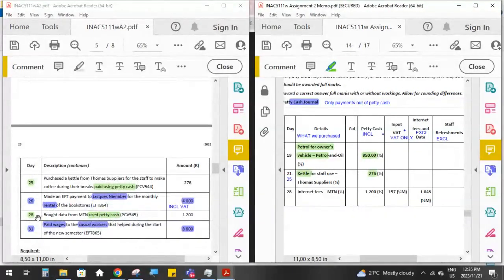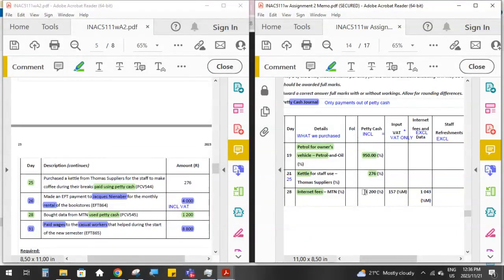And then on the 28th, we bought data from MTN, also from petty cash, total rand value of 1,200, including VAT. Data cell phone usage is a standard rated supply, so 1,200 includes VAT. And it is the business that will be using this data. So therefore, it is a valid business expense because we have to phone our customers and our suppliers. So we can claim the VAT back. So 28, what did we purchase? You could have written here data from MTN or whatever, but it must be what we purchased.